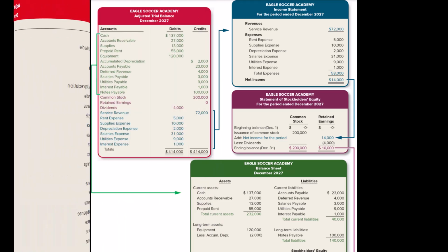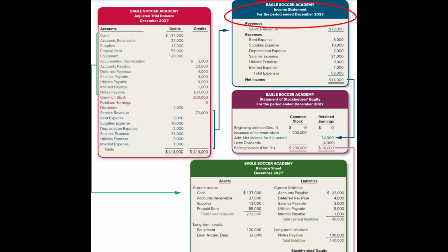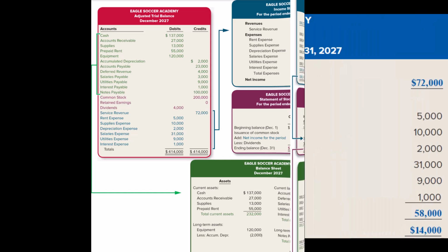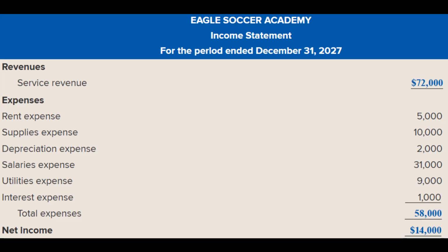From this single report, we can prepare the income statement, statement of stockholders' equity, and the balance sheet. It's crucial that we prepare them in that order because they are linked. Let's see how. First, we prepare the income statement. We pull all revenue and expense accounts from the trial balance. For Eagle, total revenues are $72,000 and total expenses are $58,000, which gives us a net income of $14,000.